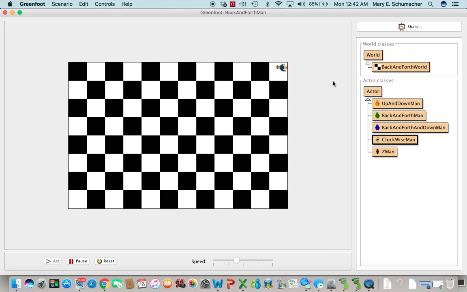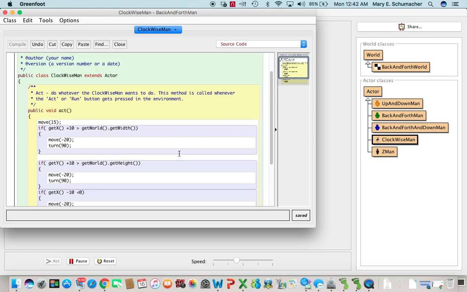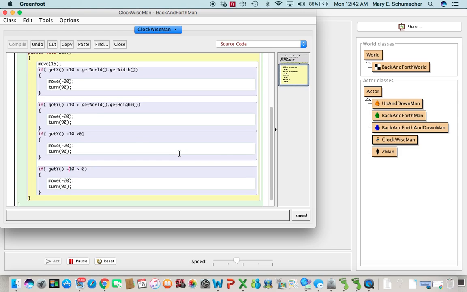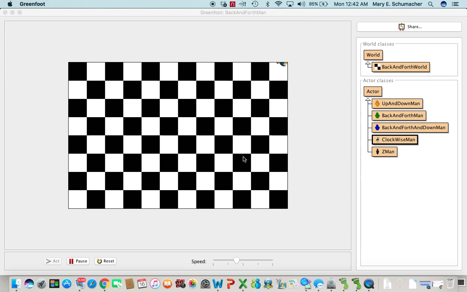So somehow I made some error, probably with a less than or a greater than. So let's go back and look at what happened. Let me open up clockwise man. So this is the right side, and that worked fine earlier. Let me try just one thing first. Let's reset. Let's see what does work.